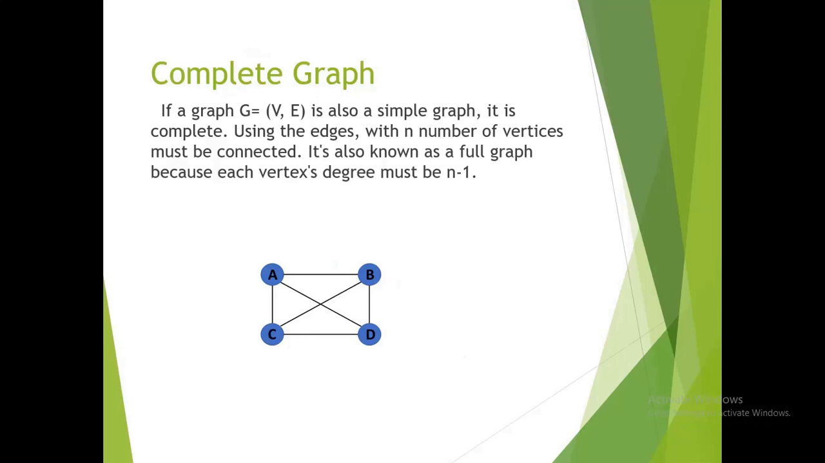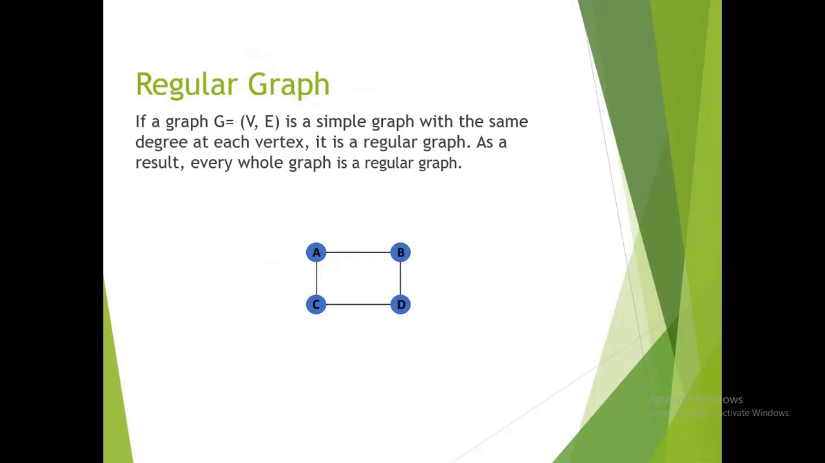Next type, complete graph. If a graph is also a simple graph, it is complete when the n vertices are all connected using edges. It is also known as a full graph because each vertex degree must be n minus 1.